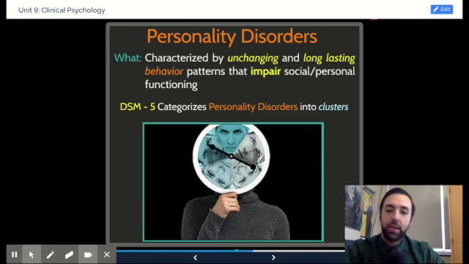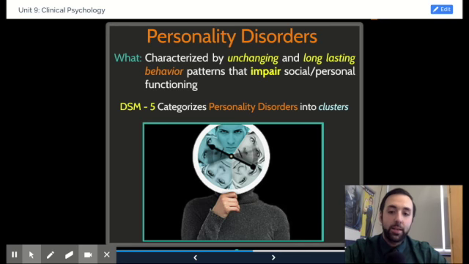That last portion of the definition is applicable to all of the disorders from this entire unit. We've made points where disorders can affect things like social interactions, occupation, education, academics, hygiene, etc. Well, today we'll talk about how personality, and specifically these unchanging and long-lasting behavioral patterns, can relate to that impairment.